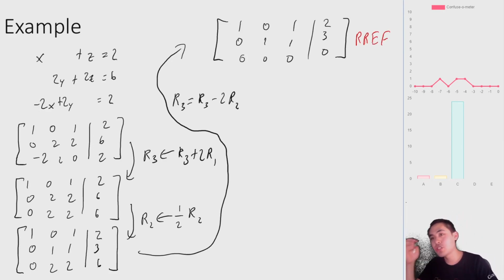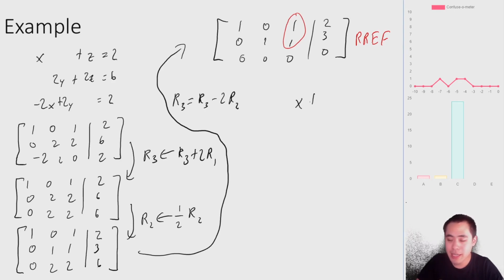And it is reduced row echelon form even though you have this 1 above the other one, because it's not a leading one. So it only counts if it's the leading one. And so that means that you can convert this entire system into a new system: x plus z is equal to 2, and y plus z is equal to 3.